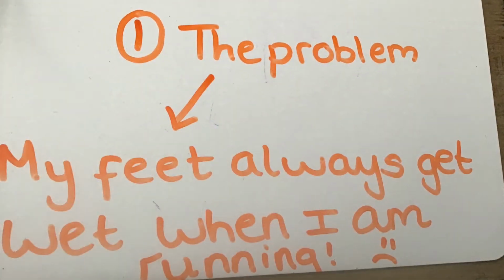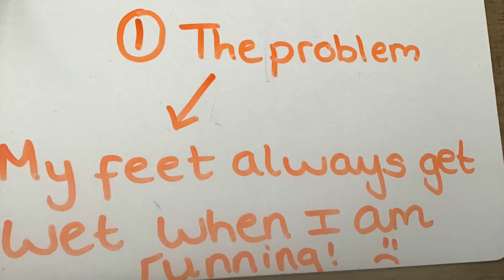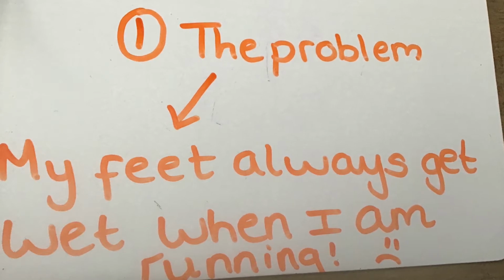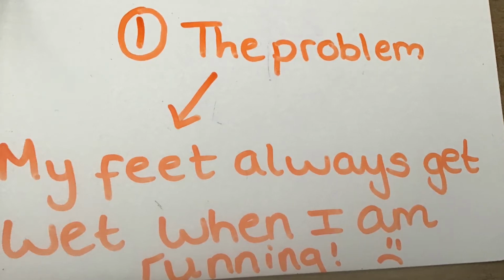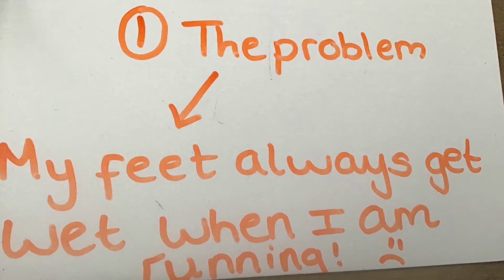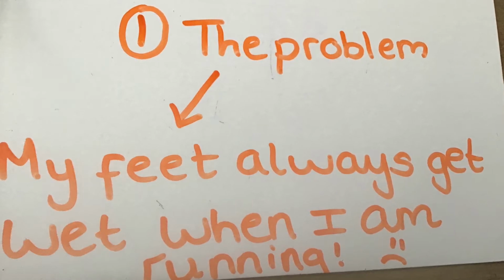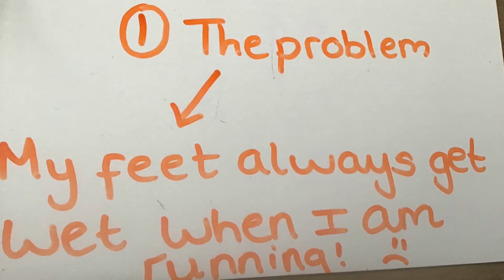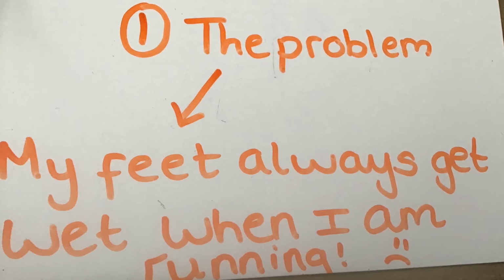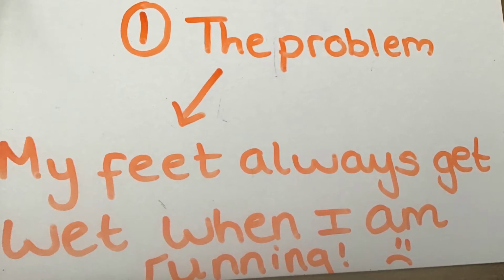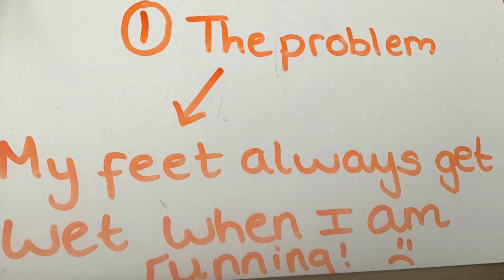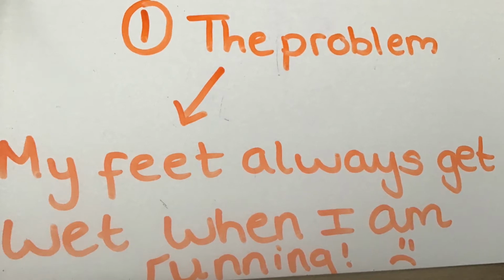So step 1, identify the problem. What is it about the weather that causes a problem for you? For me, it's that my feet always get wet when I'm running. Maybe for you, it's that the snow in your drive gathers and you can't get out your drive. Or maybe in the summer, you are just too hot.